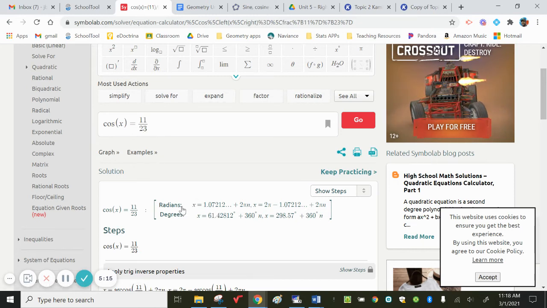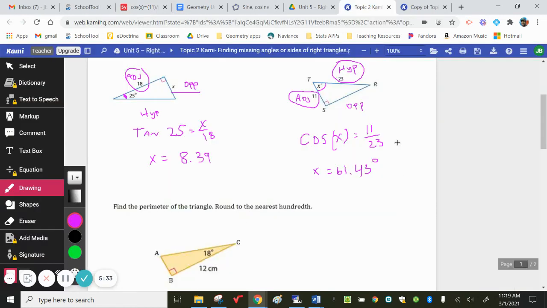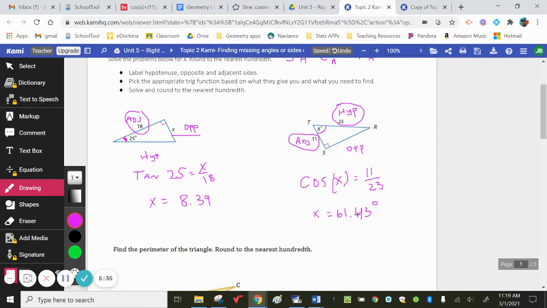There is a way to measure an angle that's called radians, and we're not going to focus on radians yet. That's something you'll learn later in your math career. Right now, we're just going to focus on the angle in degrees. So the value of x in degrees is 61.43 degrees. Okay, so there's the value of x to the nearest hundredth.